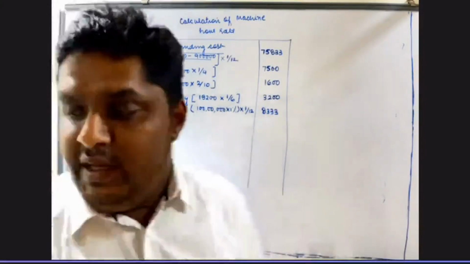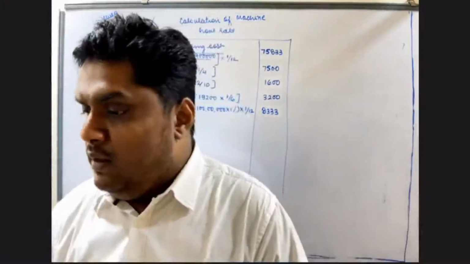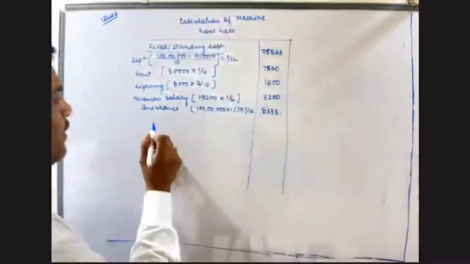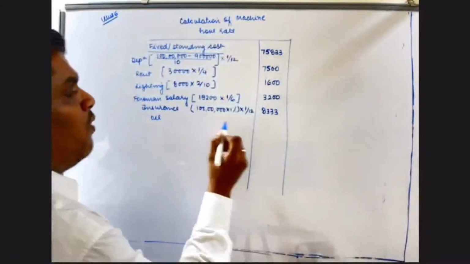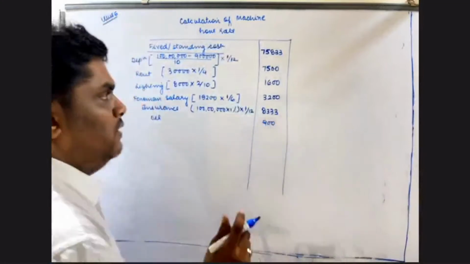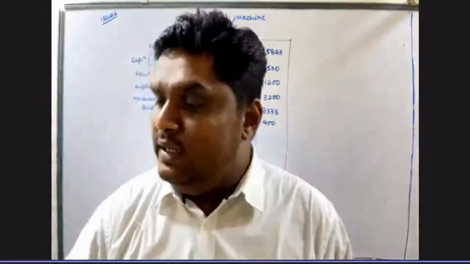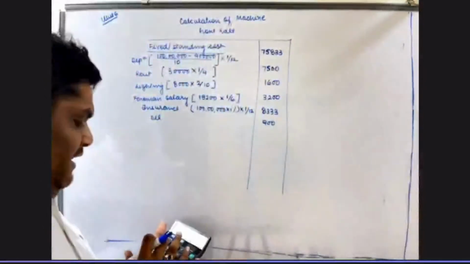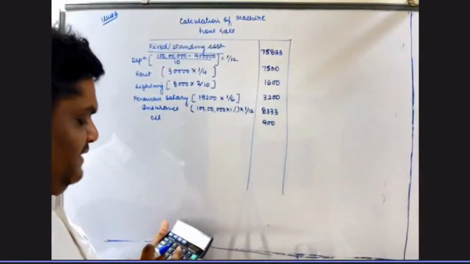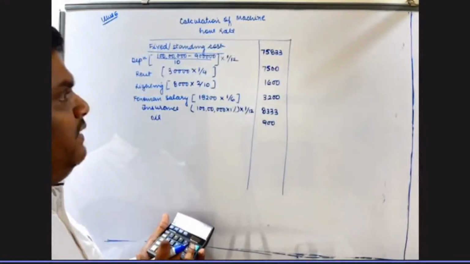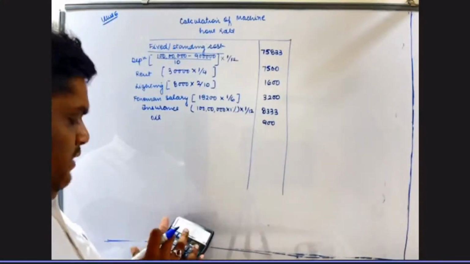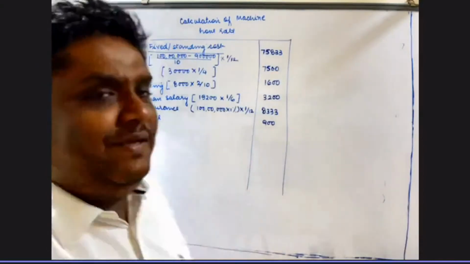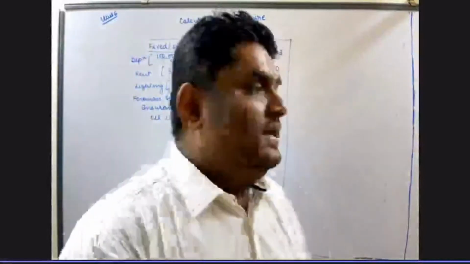Thereafter, the expenses on oil, etc. are 900 per month. So this much is the cost that is incurred. So we'll calculate the total fixed cost, that is 75,833 plus 7,500 plus 1,600 plus 3,200 plus 8,333 plus 900. So this will be 97,366. This is my total fixed cost.